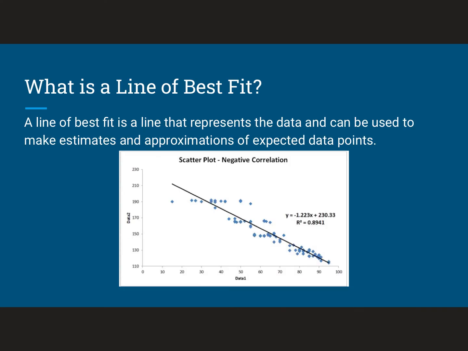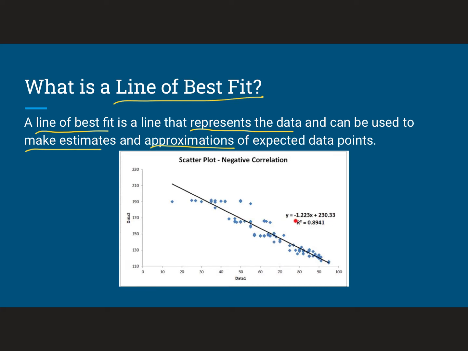So next, let's talk about what is a line of best fit. So a line of best fit is a line that represents the data, and it can be used to make estimates and approximations of expected data points. So you'll see here a scatter plot that has a negative correlation. You see the line that represents the data is negative. And you can see that they've written the equation for this line.